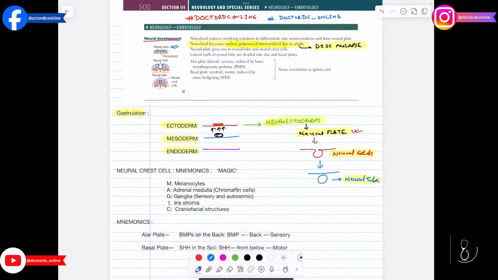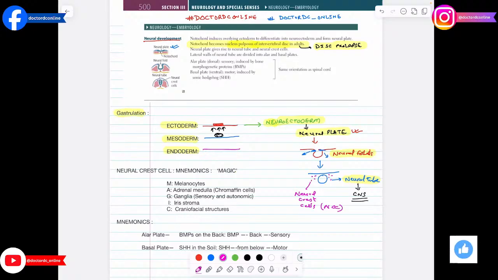But wait, there is something very interesting. Magical things also happen at the tip of the neural folds. At the crest, cells separate and migrate away. These are called neural crest cells, NCC, which give rise to a wide variety of structures. Here is the mnemonic, and the mnemonic is MAGIC. M for melanocytes, adrenal medulla, ganglia, iris stroma, craniofacial structures.